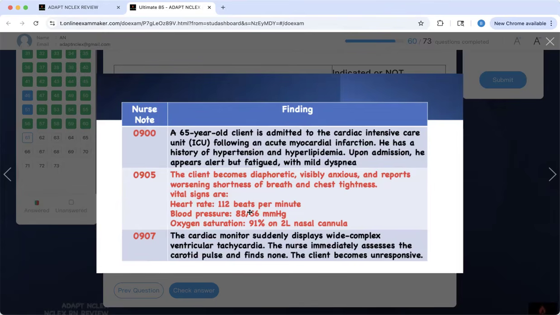These are the vitals. Heart rate of 12. Blood pressure, hypotensive. Saturation 91 on 2 liters. The cardiac monitor suddenly displays wide complex tachycardia. All of a sudden, the patient has VTAC. The nurse immediately assesses the cardiac pulse and finds none. There's no pulse. The client becomes unresponsive. What would you do? This is a next generation standalone question.